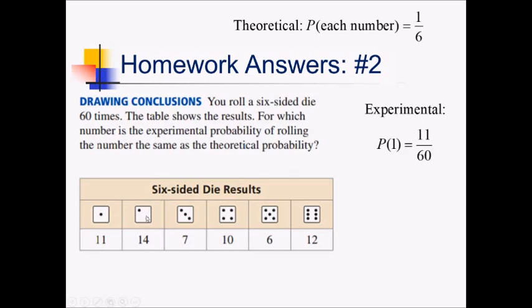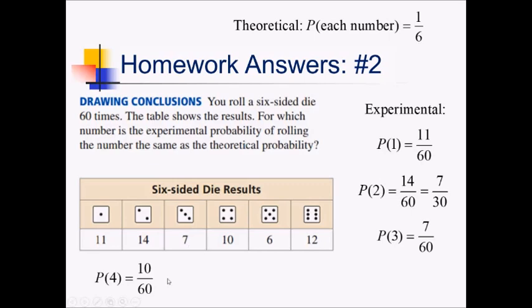So now we do 2 here. That's going to be 14 over 60, which reduces to, let's see, we can reduce by 2's. That's 7 over 30, not 1 over 6. And then probability of 3, that's 7 over 60, which does not reduce to 1 over 6. Probability of 4, that's 10 over 60. That does reduce to 1 over 6. So that's a good answer.